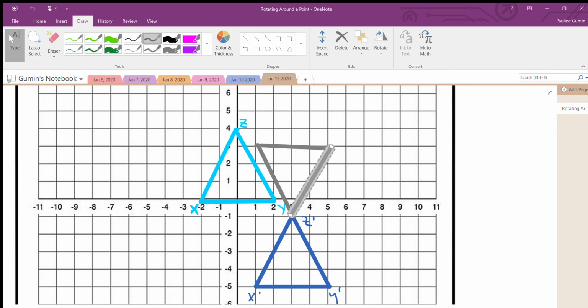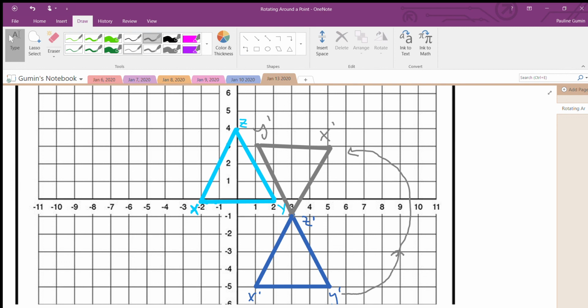Okay, so Z prime is Z, and that is not going to change. Now, I'm going to rotate around 180 degrees. So that means I'm going to follow Y. This would be 90 degrees, and that's 180. So we're rotated twice. Y is here, X is there.